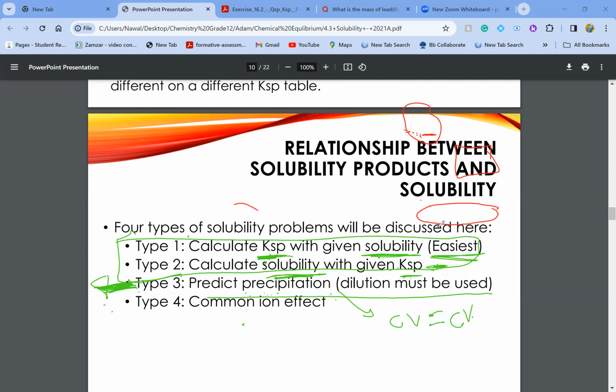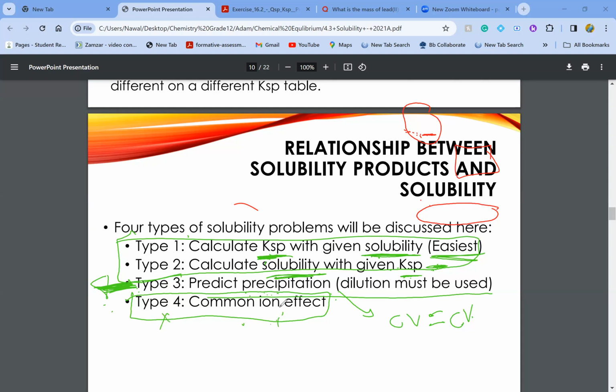But I cannot ask you about solubility product and equilibrium constant for the same equation, because they are completely different. The last one is the common ion effect. And this one is very, very important because of the next lesson, which is titration. If you understand the common ion effect in the solubility product, it will be easy for us to solve some exercises in titration. If you didn't understand it, we will be in a problem.